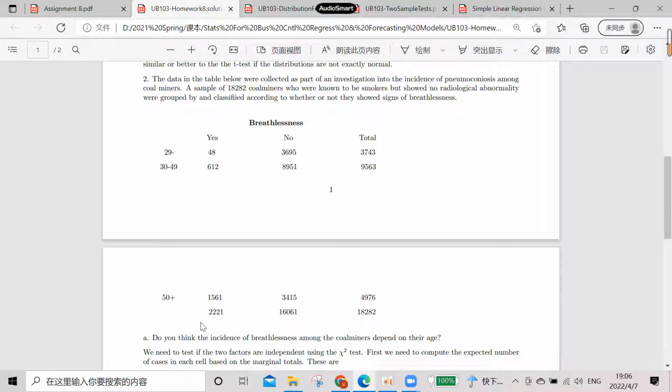And then under my assumption of independence, what is the probability that I have the illness and am under 29 years old? You just multiply those two probabilities together and you get a new probability, which is your expected probability of having the symptom of breathlessness and being under 29 years old. Then you multiply by the total observation, which is 18,282, and that gives you the expected number, which would probably be different from 48.